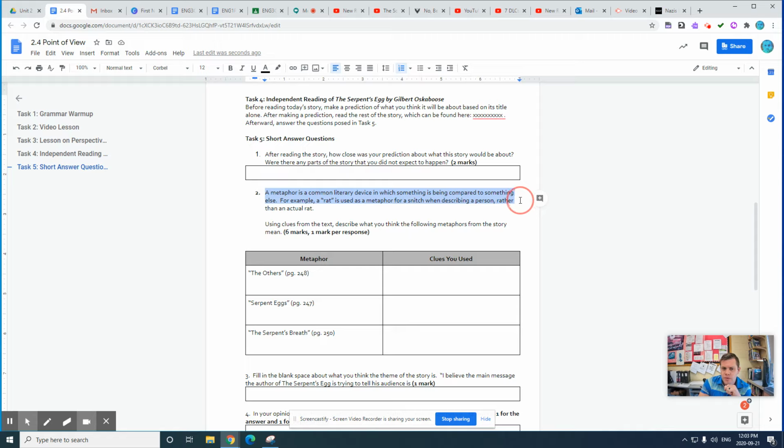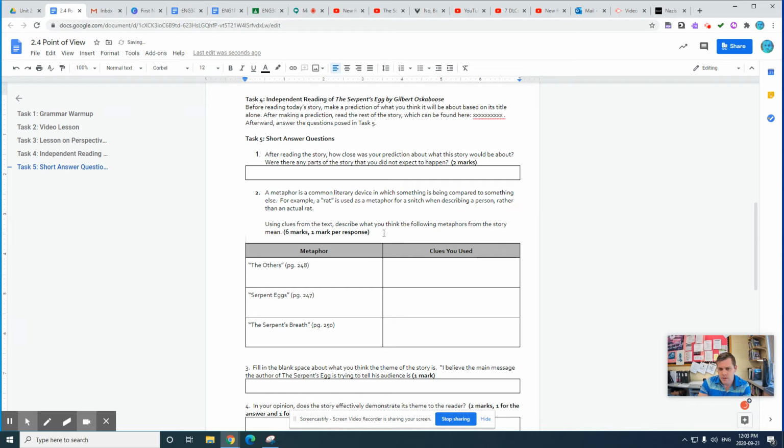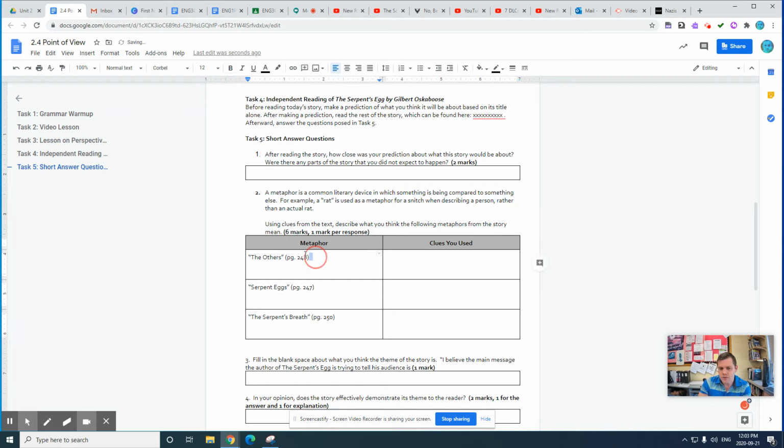Now, number 2, a metaphor is a common literary device in which something is being compared to something else. For example, a rat is used as a metaphor for a snitch when describing a person rather than an actual rat. So I want you to find out what these 3 things mean in the story. The others. Who are these other people? I've given you guys page numbers as to where you can find information about the others, the serpent's eggs, and the serpent's breath.